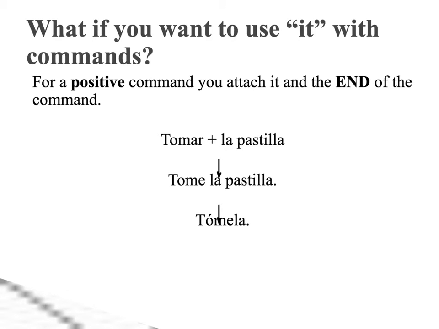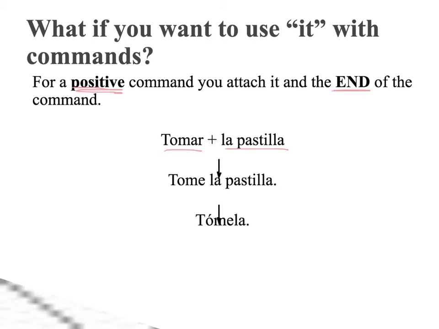So what if you want to attach it, the direct object pronoun, to a command? When we're talking about positive commands, we are going to be attaching the direct object pronoun, lo, la, sometimes me, te, nos, vos, or os, to the end of the command. And this happens when it's positive, so when you're telling someone that you want them to do something. So if we're giving the command, tomar la pastilla, to take the pill, we're starting with the infinitive, tomar and la pastilla.